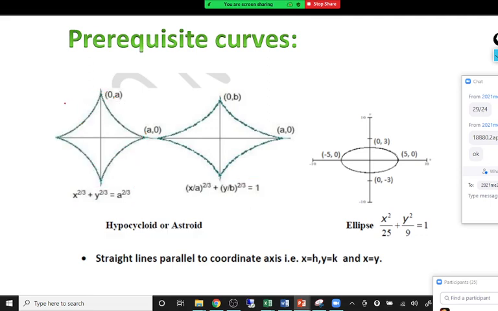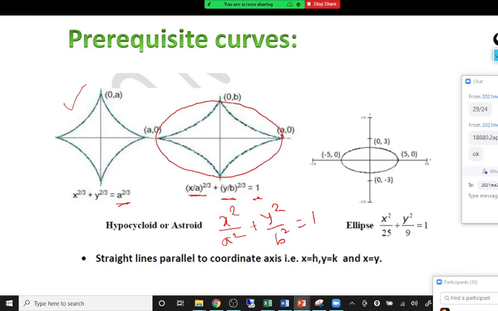So this is the asteroid for x raised to 2 by 3 plus y raised to 2 by 3 equal to a raised to 2 by 3. But if it is x upon a raised to 2 by 3 plus y upon b raised to 2 by 3 equal to 1, this equation is similar to the ellipse, x square upon a square plus y square upon b square equal to 1. So the ellipse will look like this, and in that ellipse, if you draw concave arcs instead of convex, you get this asteroid. This is the asteroid again.